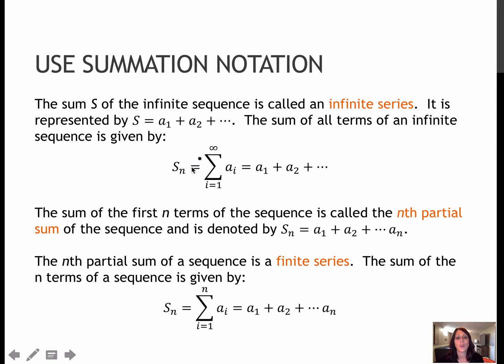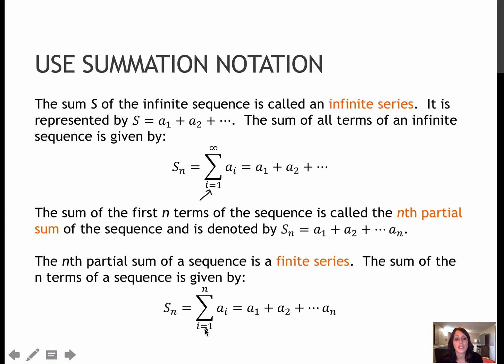I want to point out a few things about this summation notation. The bottom here tells me what the index is. Note the index in a square root, we call that an index as well. So this is saying that the first term will be a sub 1, and it will go on to infinity. So a sub 1, a sub 2, a sub 3, etc., all the way on to infinity.